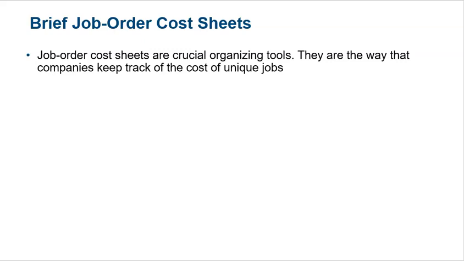All right, so let's look at what we call brief job order cost sheets. Now, depending on what class you're in, this may not be something that you really have to do, but regardless of what managerial accounting class you're in, accounting two, whatever name we have for it, you're going to be looking at job order costing.